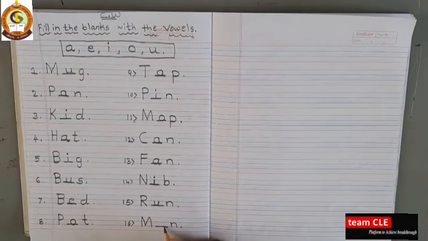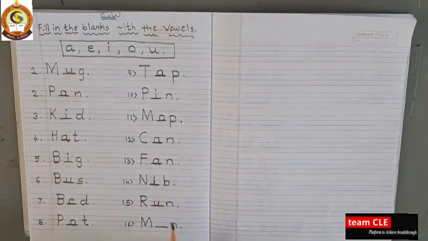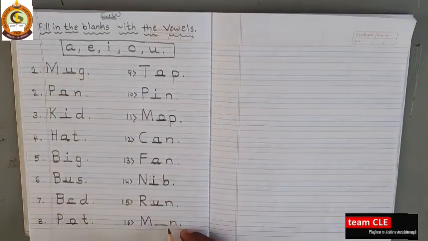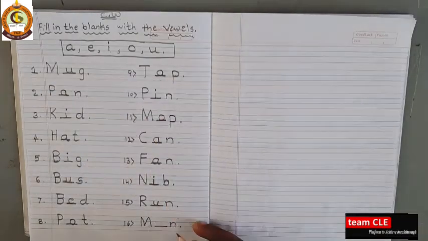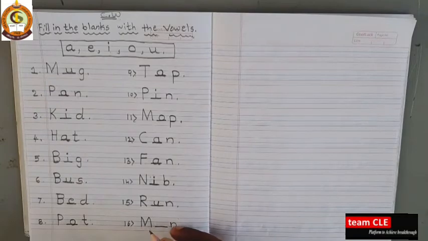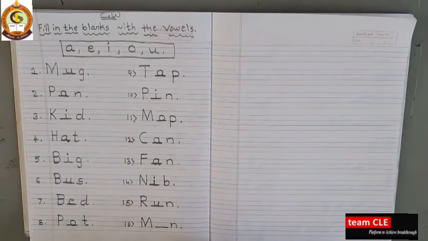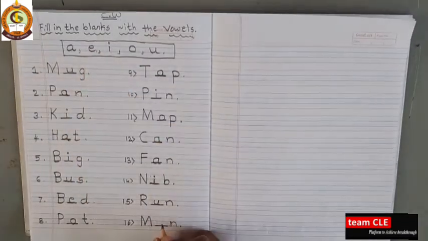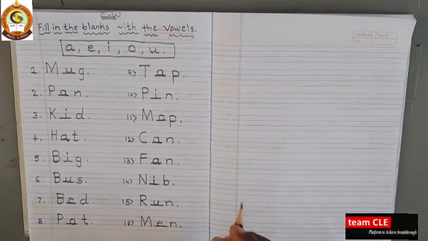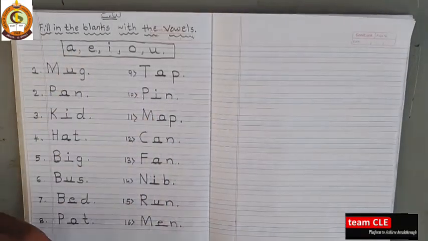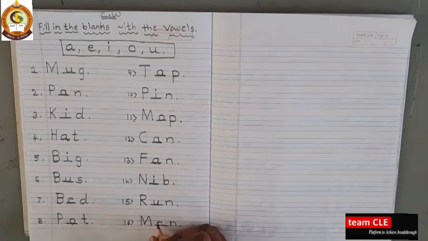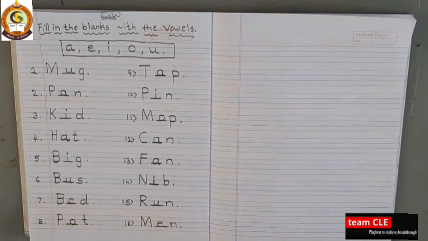Okay, last one, M-N. M-A-N, man. M-E-N, men. M-I-N, mean. M-O-N, more. M-U-N, mon. So you can use here two, M-A-N, man, or M-E-N, men. You can use any one of these two, A or E. I will use here E vowel. M-E-N, men. Okay, so like this you have to complete it.